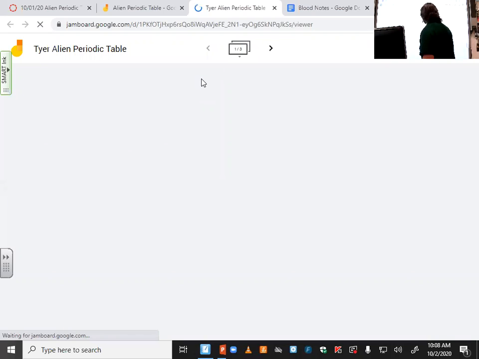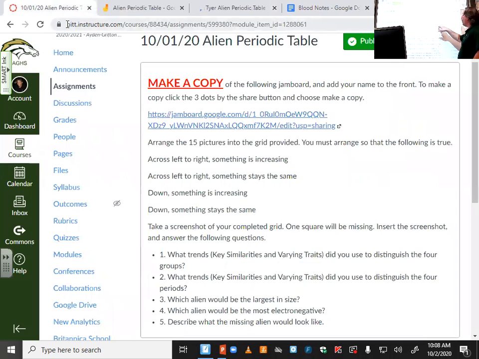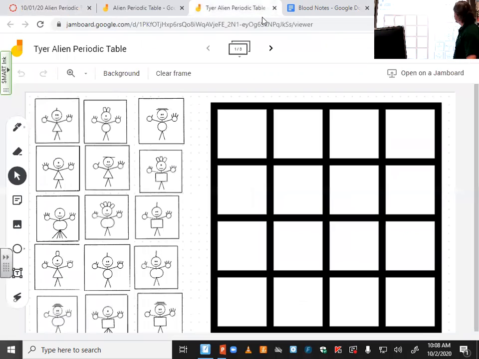And so what you want to do, if you go back to the instructions here, across left to right, something's increasing. Across left to right, something stays the same. Down, something's increasing. And down, something stays the same. So if you look at this, these aliens, these little crazy things, have a bunch of different things that can be different. They have the shape of their body, number of eyes, different things going on with the hair, different numbers of fingers. And you want to just rearrange them so that something stays the same going across and something changes going across.